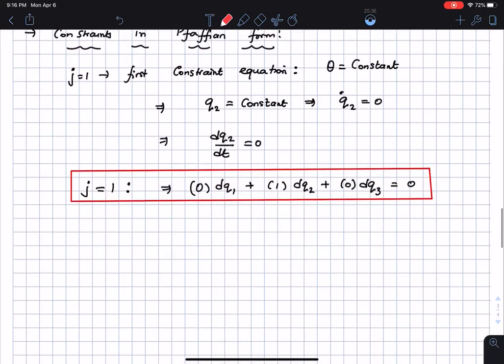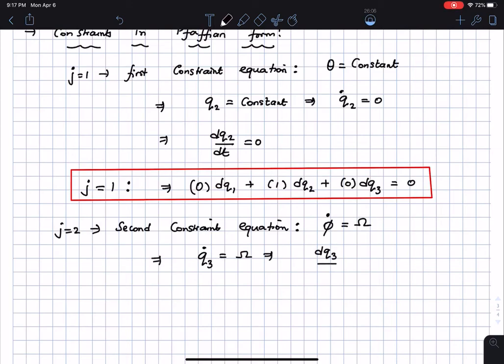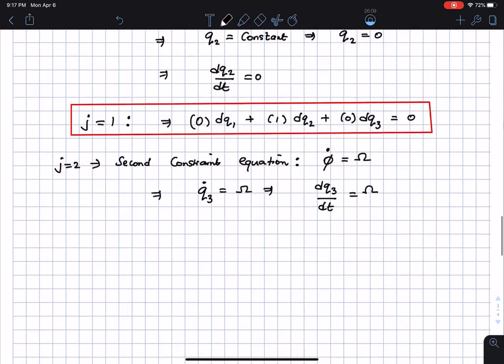Now I have to do the same thing for the second constraint. The j is equal to 2 constraint is the second constraint equation, that phi dot is equal to omega. This implies that phi dot is actually q3 dot. So q3 dot is equal to omega, or dq3 by dt is equal to omega, which tells me that dq3 is omega dt.